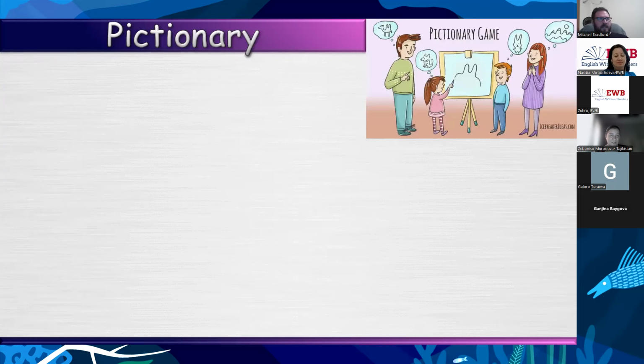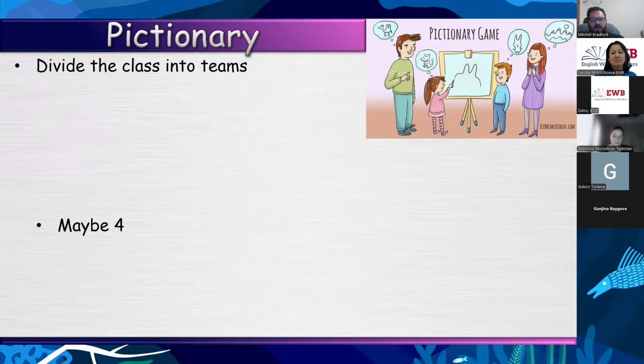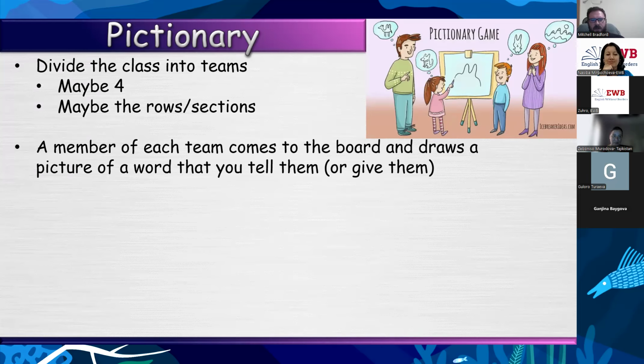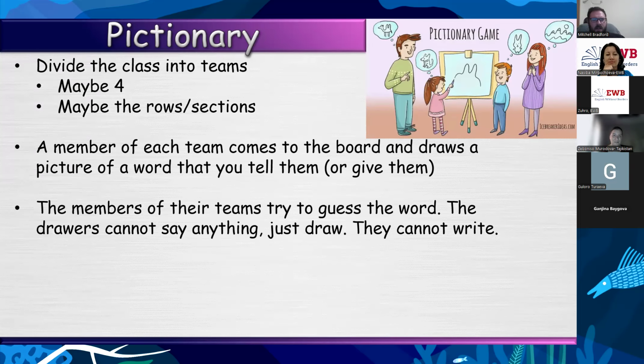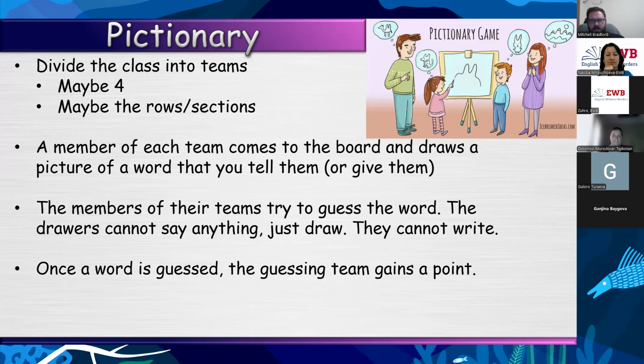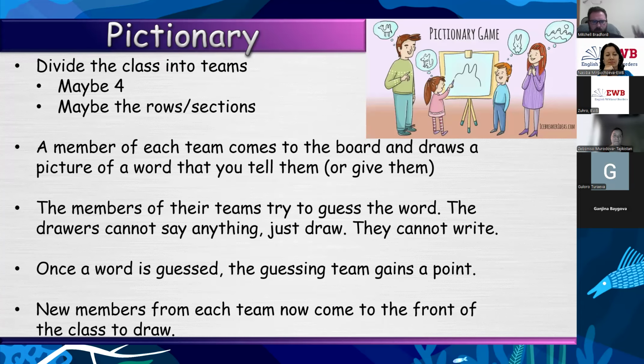All right, now we're getting into the games like Taboo, Pictionary, charades, that kind of stuff. Pictionary, if you have little kids, once again, divide them up. A member from each team comes to the board and draws a picture of a word that you give them. I'll send this in the group, but I have little cutouts of words that you can cut out. Members of the team try to guess the word. The drawer cannot say anything. You just have to draw. You cannot write. You can draw a camel, a hat, a bunny, mountains. Once the word is guessed, the team gets a point, and then you switch members.